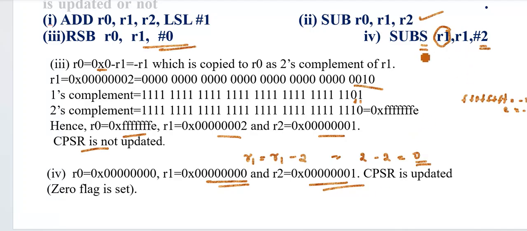Here, since this S is there, update the flag. The Current Program Status Register is updated, and the answer is 0. After subtraction, 2 minus 2 is 0, which means the zero flag is set to 1. Okay, this is the second problem.